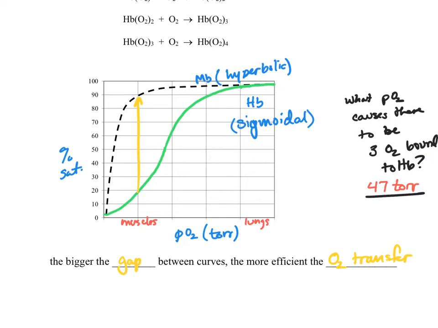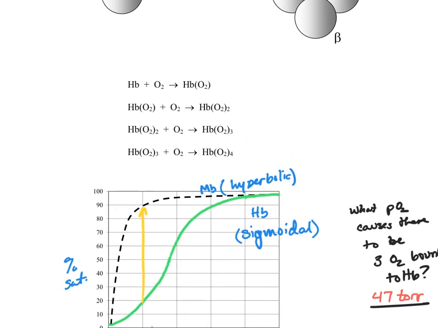How do you get an S-shaped curve? Well, here's the weird thing. If you have one oxygen binding to one protein, it must be hyperbolic. The only way to get it to be sigmoidal is to have more than one oxygen binding. And that's a really important principle called cooperative binding of oxygen. Let's go back up here and talk about it.